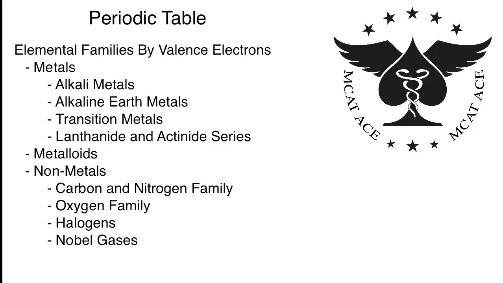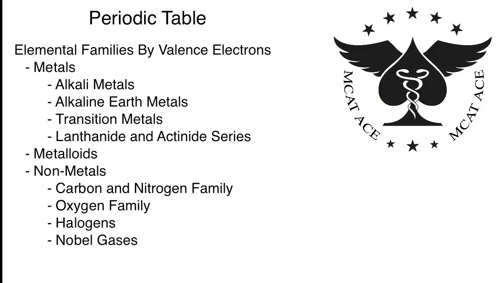So for the metals, if we were to break it down, you have alkali metals, alkaline earth metals, transition metals, and then those big ones at the very bottom of the periodic table are known as the lanthanide and the actinide series. Those are also metals, although they are far less common in terms of their use both in studies as well as in the real world. We tend to come across a lot more of the alkali metals, the alkaline earth metals, and the transition metals.